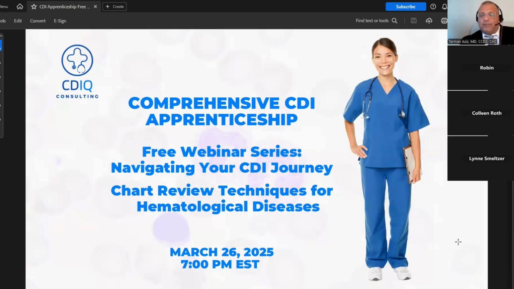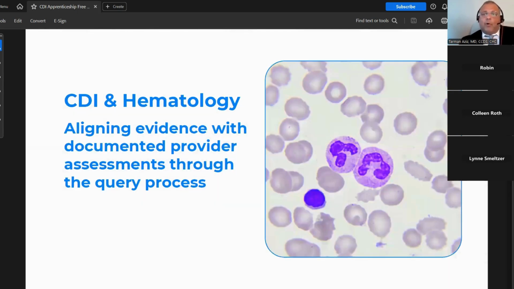So, hematological diseases can sometimes be a challenge depending on your comfort level with the subject matter. The goal, of course, in CDI, when it comes to any organ system or set of disease processes, including hematology, is to make sure that we align the evidence that's available to us through the electronic health record alongside the documented provider assessments to see if there's any need for a provider query, clarification query, so that we can get the most specific medical record possible.